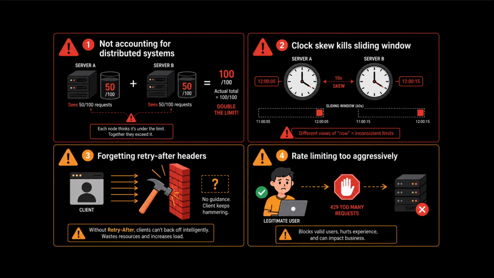And number four, don't over limit. Rate limiting is a protection mechanism, not a punishment. If your limits are so aggressive that normal users keep hitting them, you've got a configuration problem and not a traffic problem. So how do you actually choose?